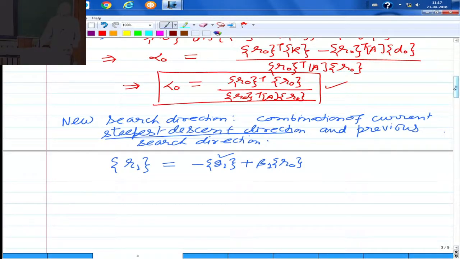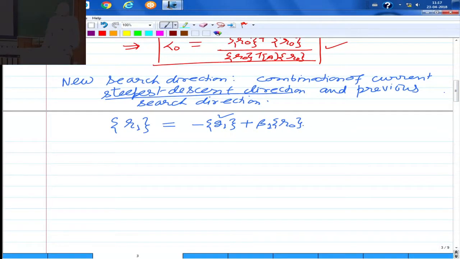And now this process you continue. Obviously R0 you know already, and your G1 vector is nothing but A times the new solution minus capital R. So this is your G1, and minus of that is R minus A D1. So this is your R1. But now the question is, we have introduced one more scalar parameter, that is beta 1. So we need to find that. So what would be the value of beta 1?